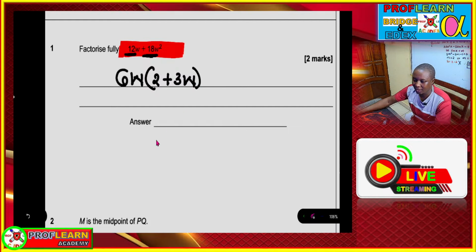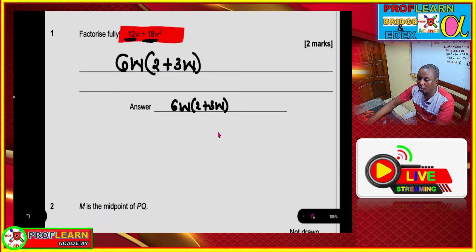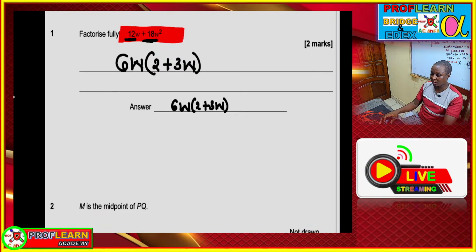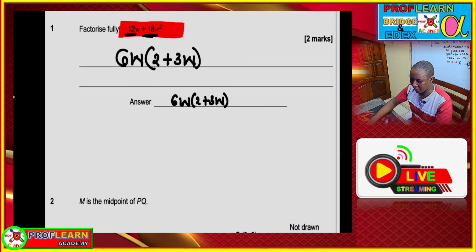Now this becomes our answer in that case, and we can just transfer it down here and say our answer is 6W into 2 plus 3W. That's exactly what you do when you are given a question to do factorization. So in the event they ask you to factorize, you need to work a question like that.